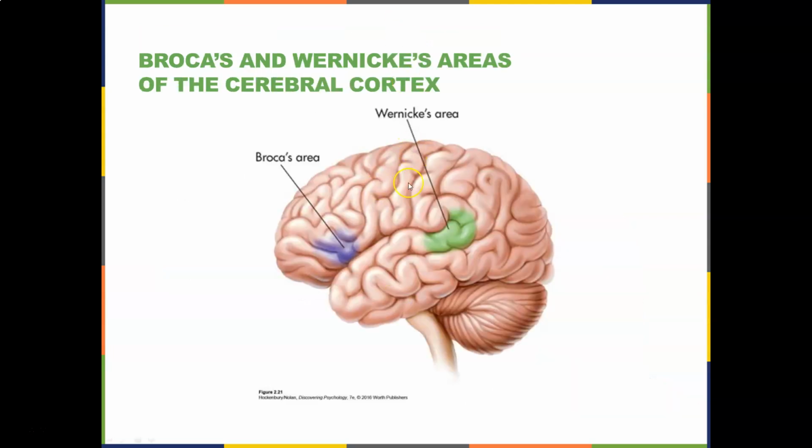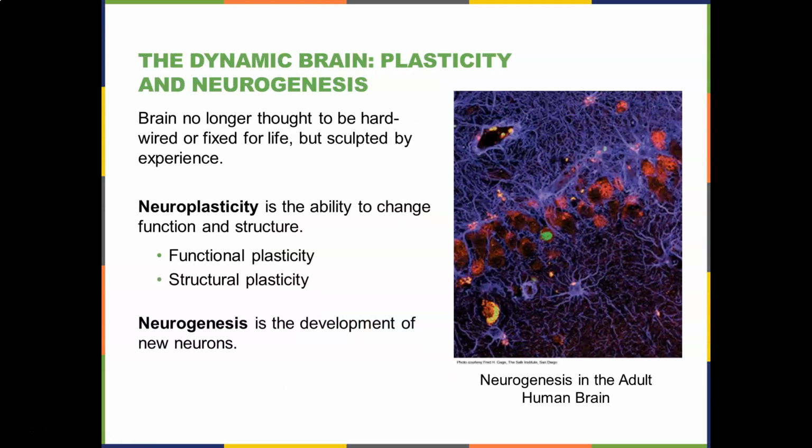So here's the two parts, so roughly, here's Broca's area right here. And then here's Wernicke's area right in this area. Just wanted you to see some pictures of those, okay? And we're going to move ahead.